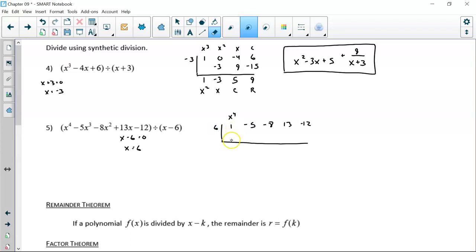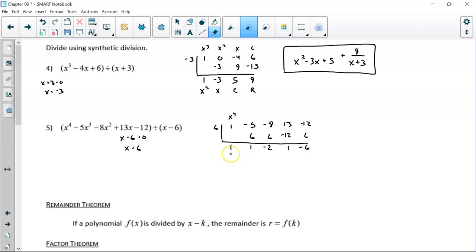So here we bring down the 1, and now we multiply. 6 times 1 is 6. Add the column. Negative 5 plus 6 is 1. 6 times 1 is 6. Add the column, negative 8 plus 6 is negative 2. We multiply, 6 times negative 2 is negative 12. Add the column, we get a 1. 6 times 1 is 6, and we add the column, we get a negative 6 at the end.